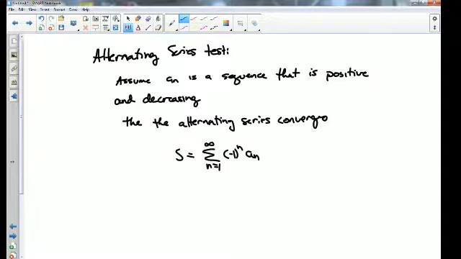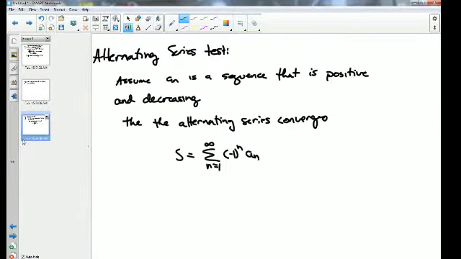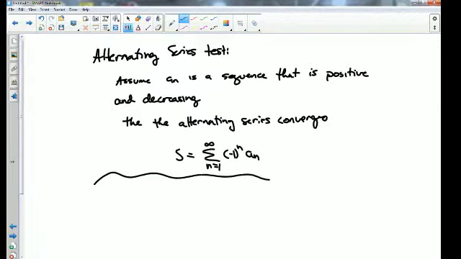Okay. Again, for example, right here, is that positive and decreasing? And this is an alternating series, therefore it converges. Okay. So this is basically a direct result of the alternating series test. Okay. So that's it. That's all you got to do. I don't think there's anything else. Is there? Look at this series.